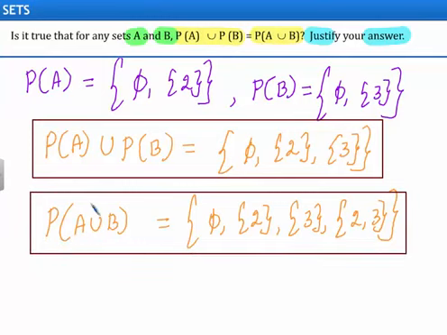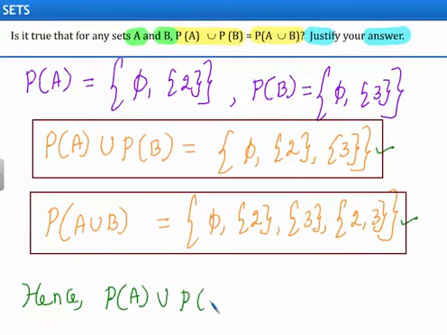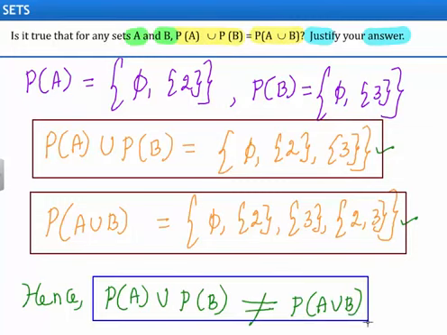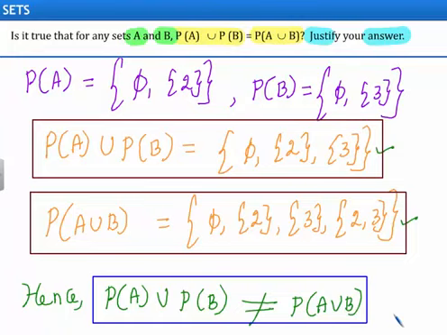We can say that power set of A union power set of B is not equal to power set of A union B. Hence, power set of A union power set of B is not equal to power set of A union B. This completes the solution.